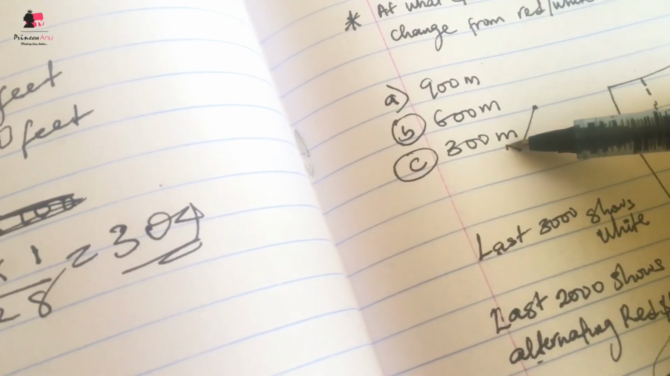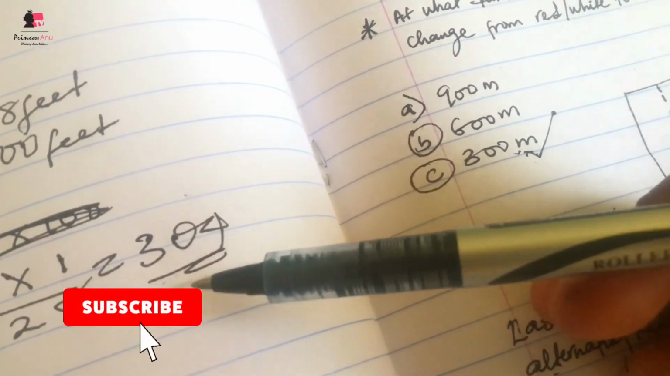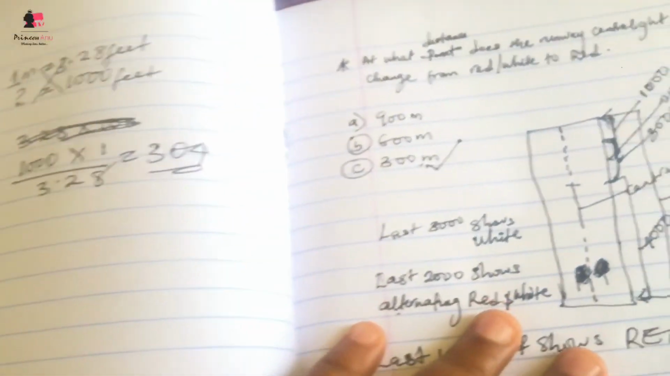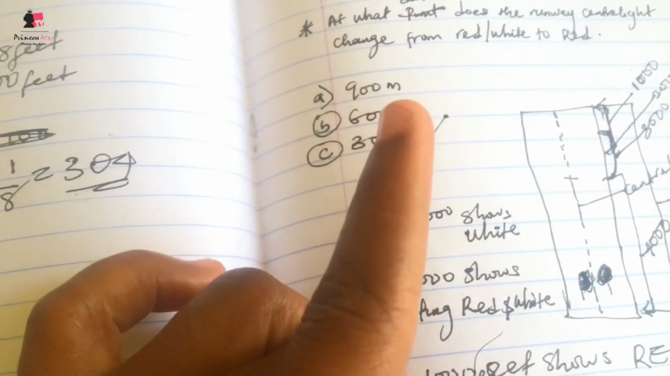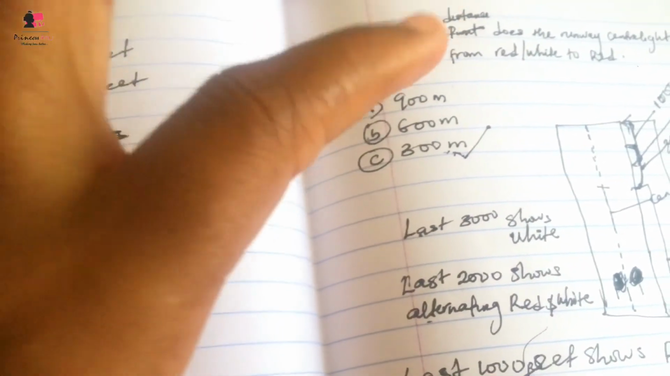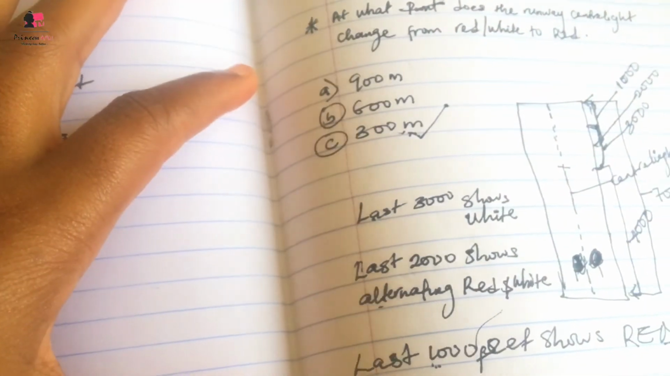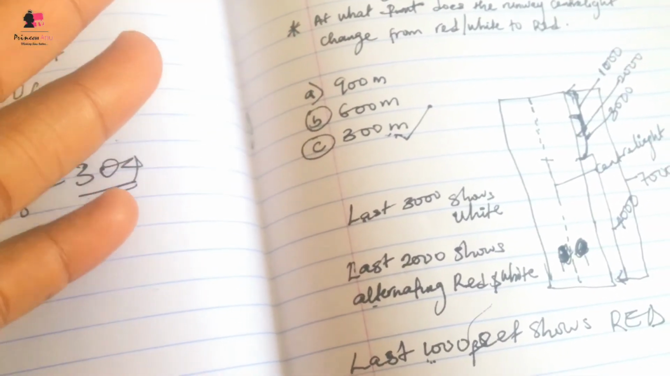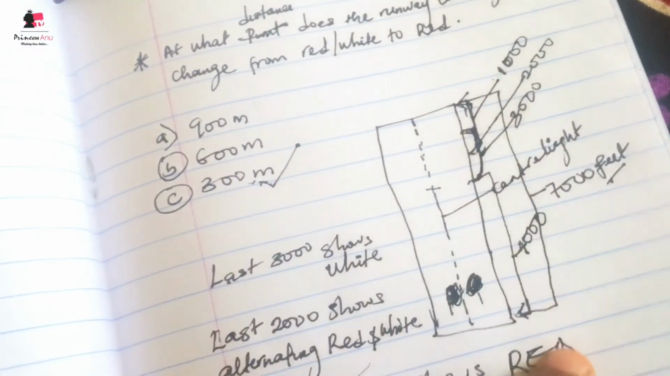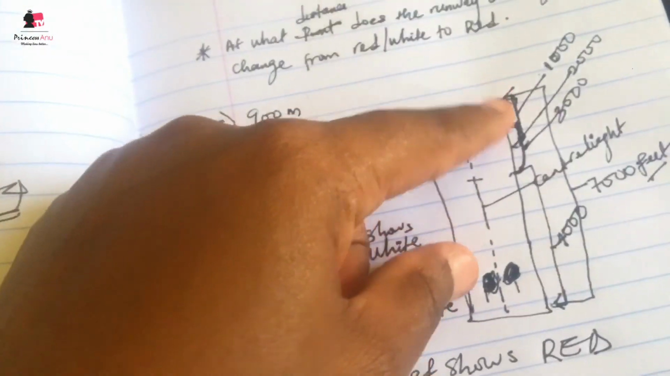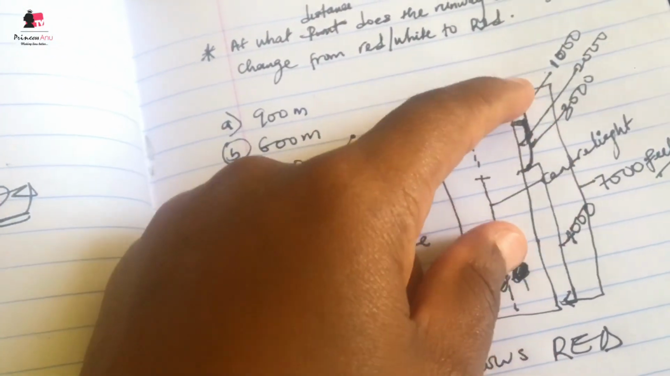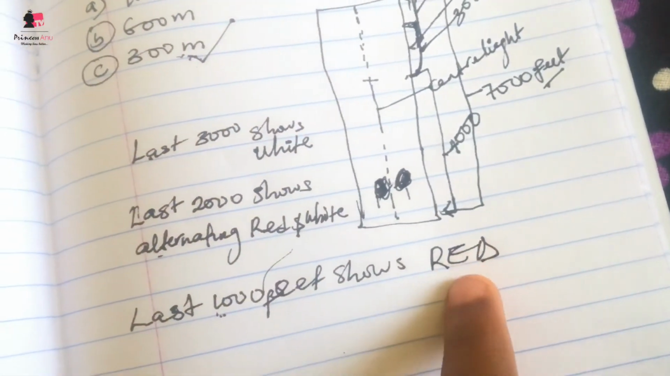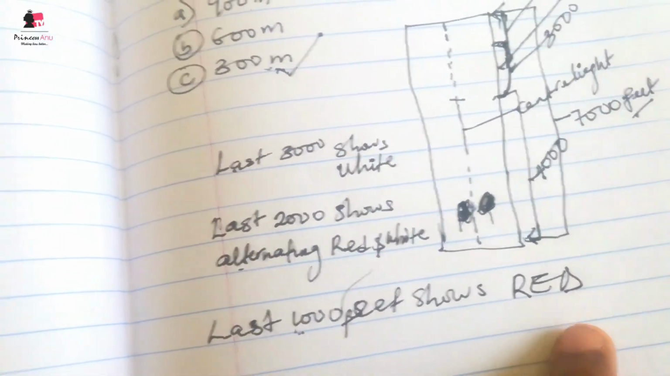So always note that the last 1,000 feet is going to show a complete red light. This question can be twisted in any way, and that's one thing about aviation. They can twist the question anyhow, anyway. They're always expecting you to know the answer. It can be in feet, it can be in meters, it can be however they put it. Just know the answer. The last 3,000 is going to show a white light. The last 2,000 is going to show an alternating red and white, while the last 1,000 feet is going to show a red light.